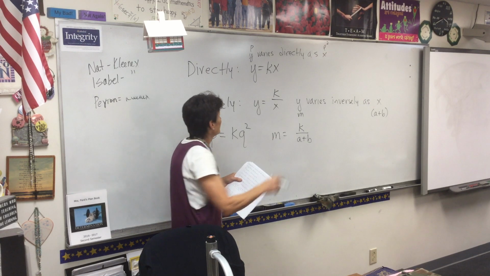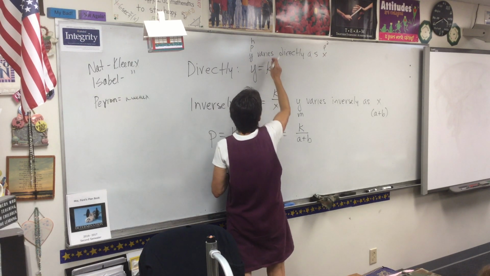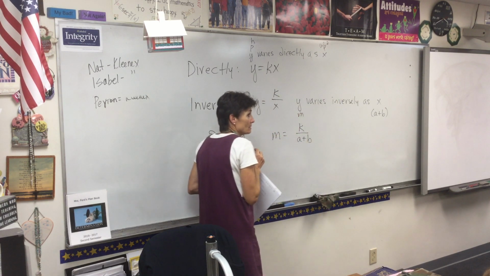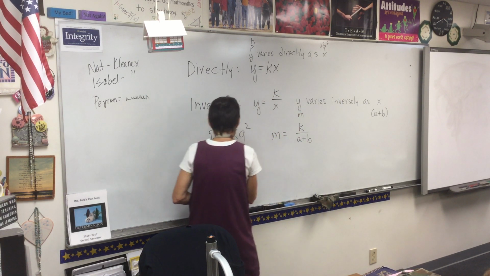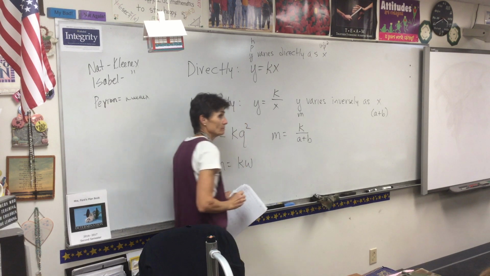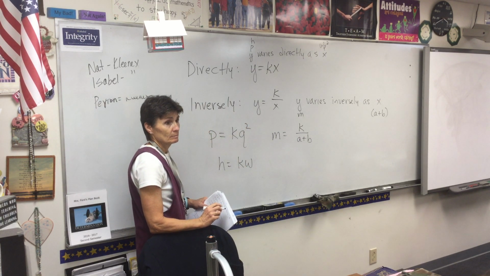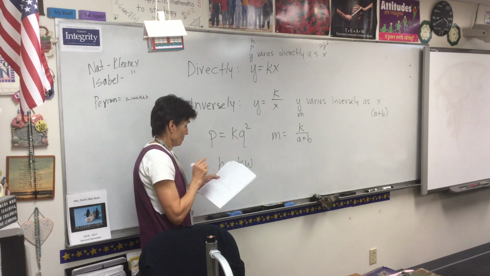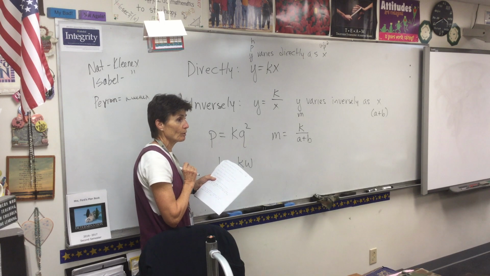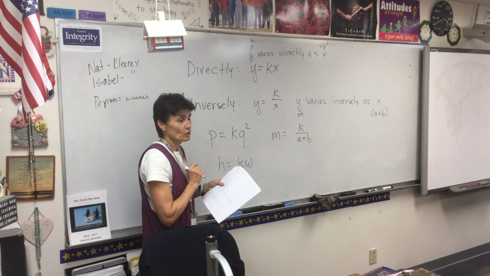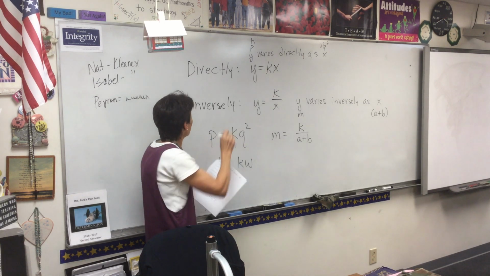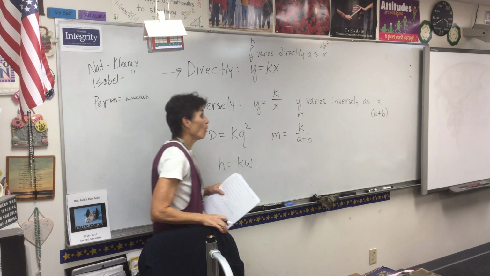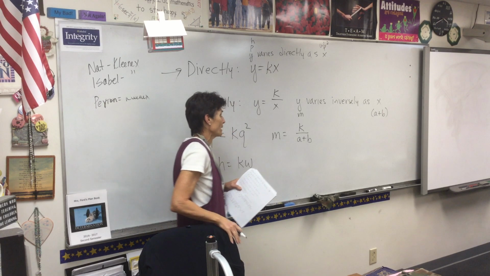Height varies directly as weight. So h equals kw. Oh, F has a new word in it. Proportional. Proportional is another way of saying varies directly. When things are proportional, they vary directly.